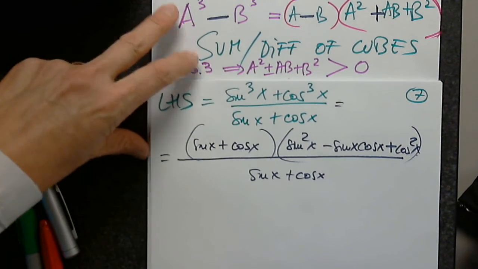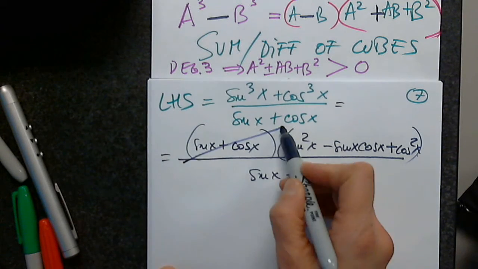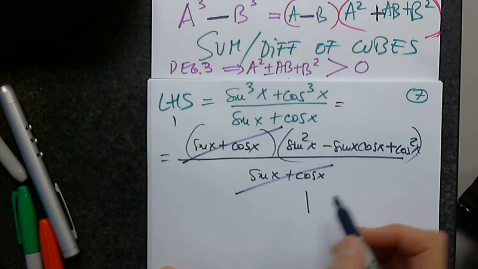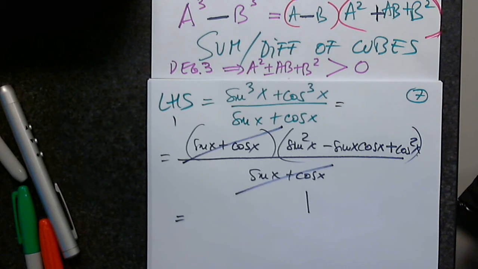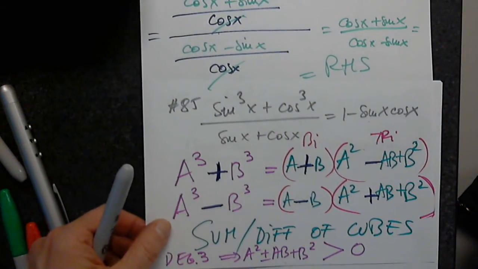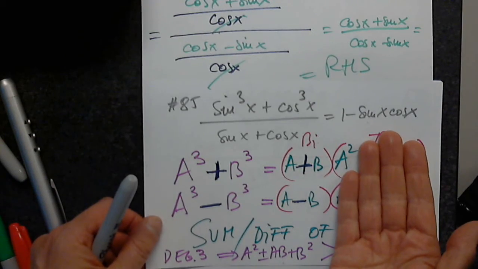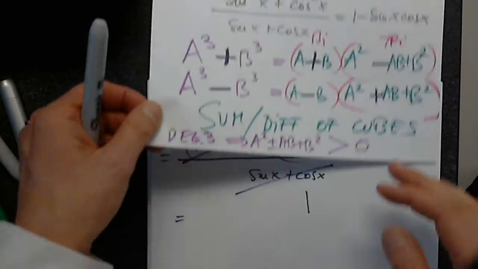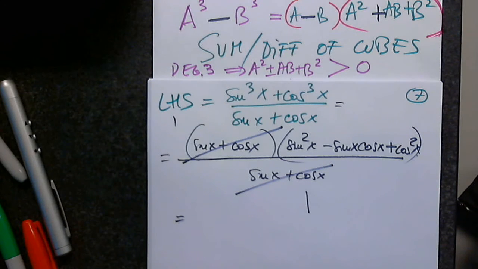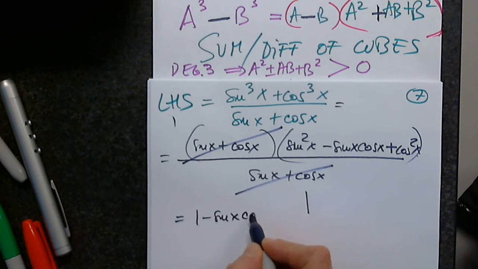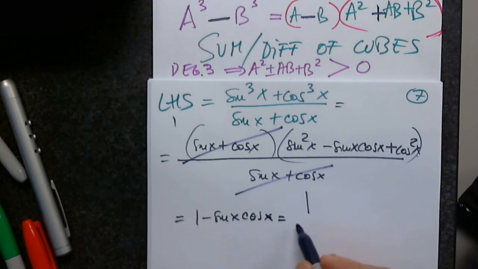Okay, so what do I do? Factor out the sine. Simplify, and then look inside and tell me what is left. And yes, you're not cheating if you are looking where you are trying to get to. So what? Sine squared plus cosine squared is equal to 1. Yes. So 1 minus sine x cosine x equals the right hand side.